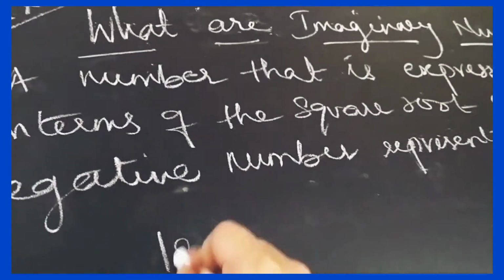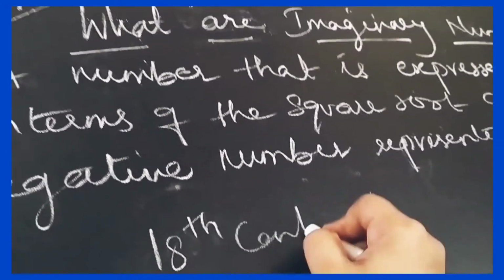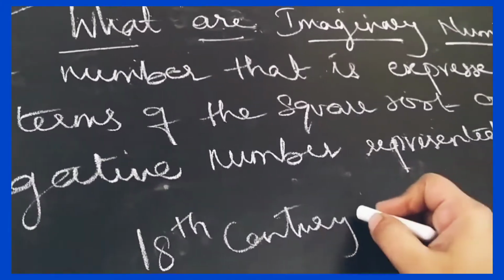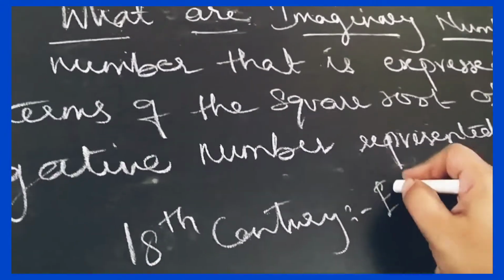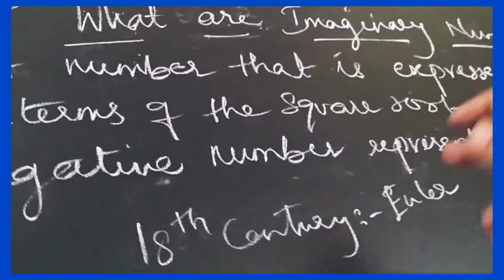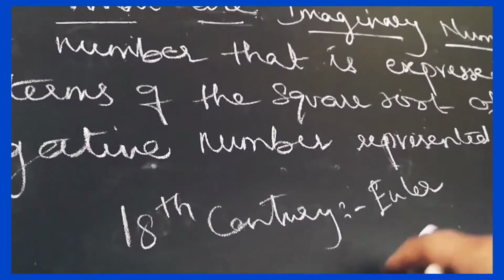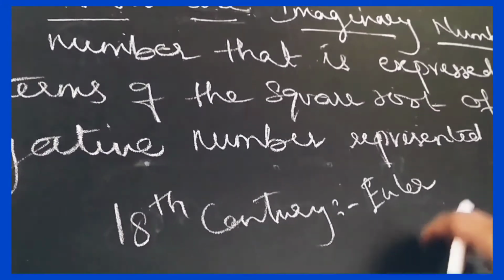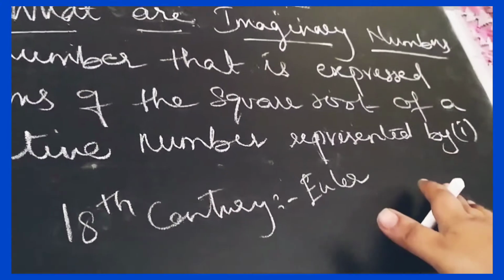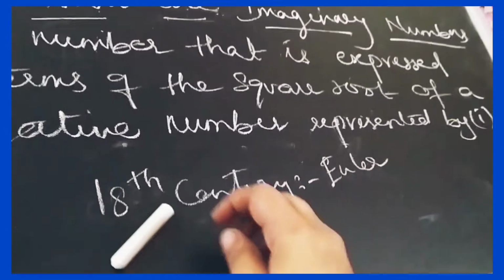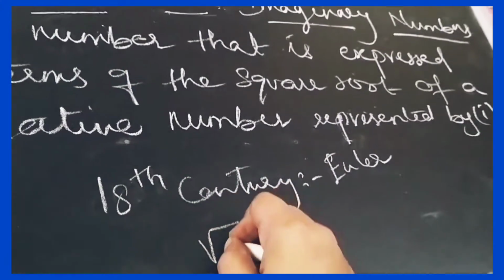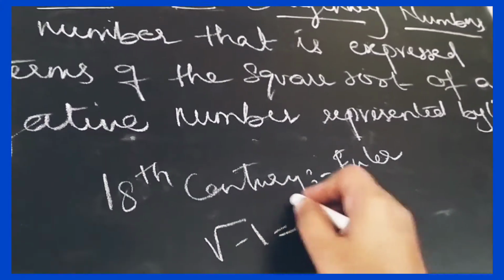In the 18th century, a mathematician named Euler gave the symbol i for the square root of minus 1. It is called an imaginary number. If we take root minus 1, it is equal to i.